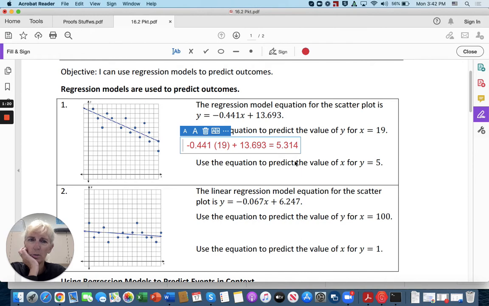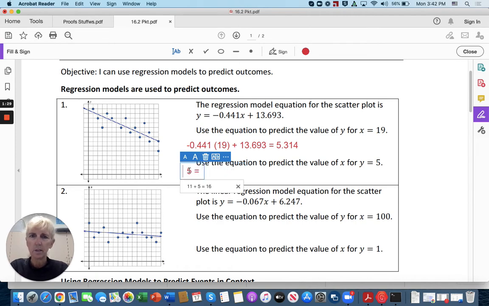Use the equation to predict the value of x for y equals 5. So then what I do is I put 5 equals negative 0.441x plus 13.693. Okay? Then what you have to do is subtract 13.693 from this side and subtract 13.693 from that side.